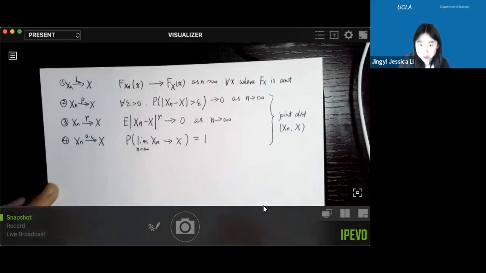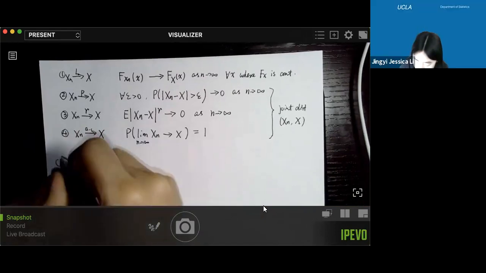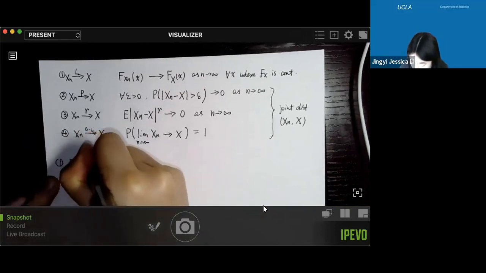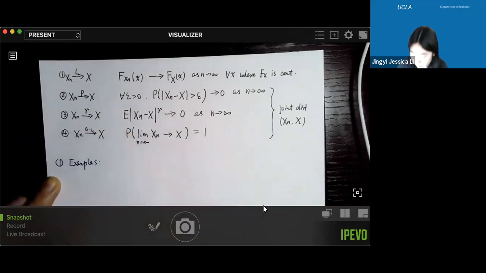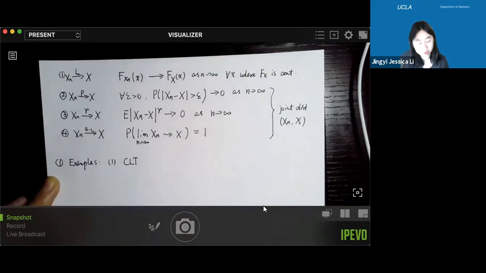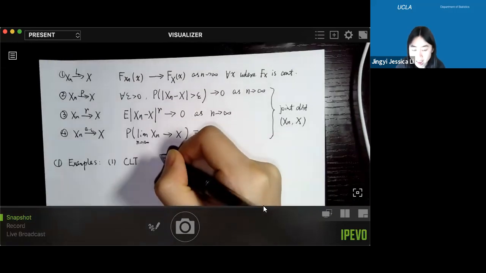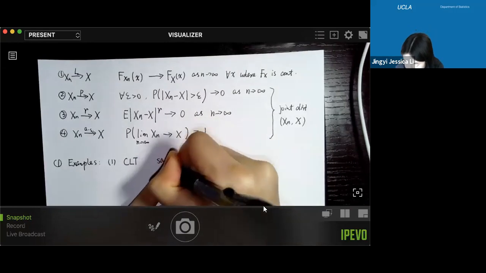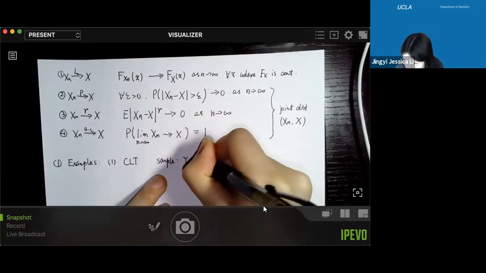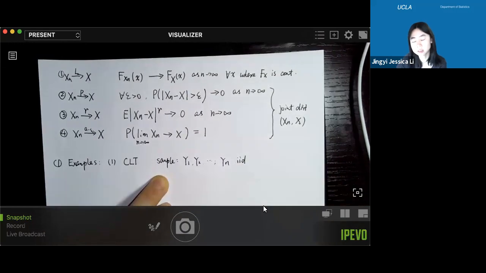And so for the first mode, convergence in law, the most famous example is the central limit theorem. That's exactly regarding the convergence in distribution, in law, right? So in the central limit theorem setting, what is each Xn? We can consider that we have a sample, and that is IID. So we can write our sample as Y1, Y2 to Yn, and they are independent and follow the same distribution.